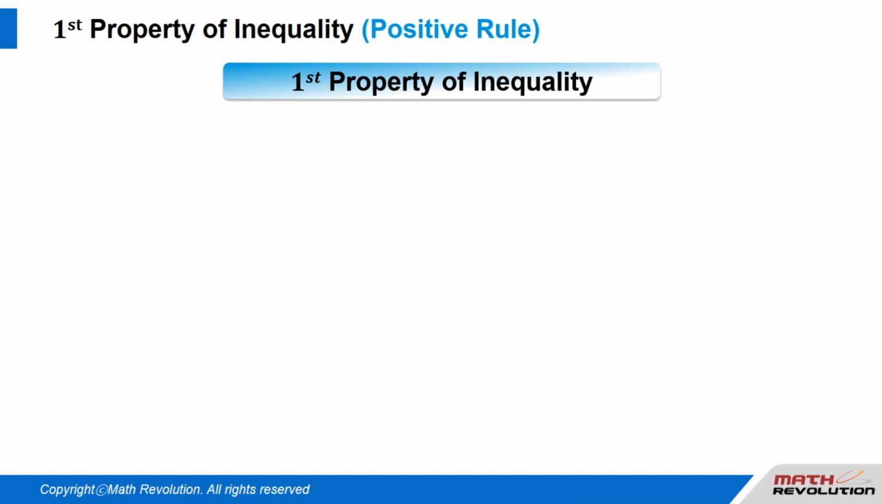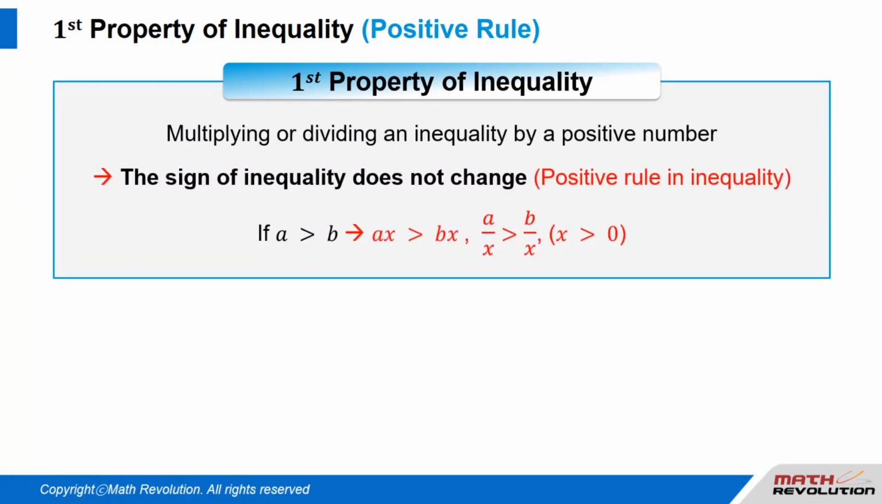Let us start by talking about the first property of inequality, which is the positive rule. Multiplying or dividing an inequality by a positive number does not change the direction of the inequality sign. That is, if A is greater than B, then A times X is greater than B times X, and A over X is greater than B over X, where X is greater than 0.